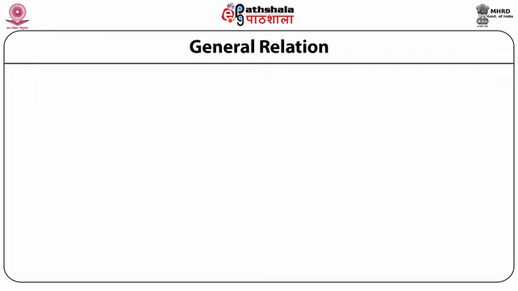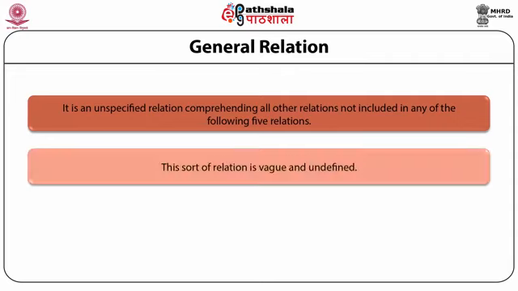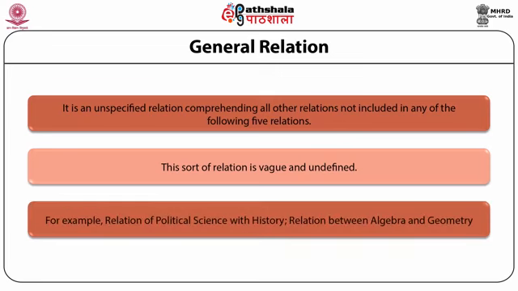General relation. It is an unspecified relation comprehending all other relations not included in any of the following 5 relations. This sort of relation is vague and undefined. For example, relation of political science with history, relation between algebra and geometry.